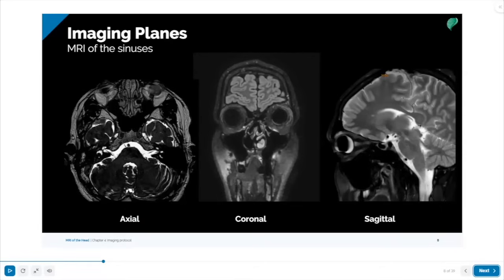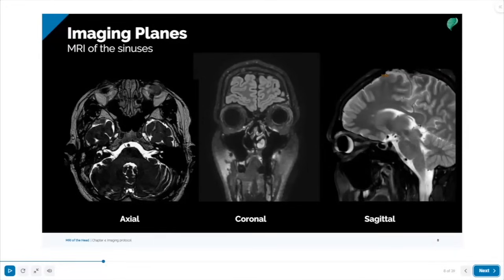Opacification of the sinuses indicates sinusitis, while fluid levels within the sinuses suggest acute sinusitis or mucoceles. The coronal plane allows for the assessment of anatomical variations such as pneumatization patterns and septal deviations, which can impact sinus drainage and predispose our patients to sinus disease.